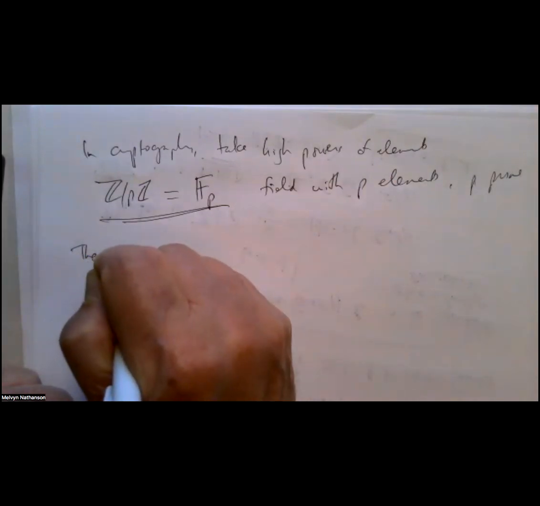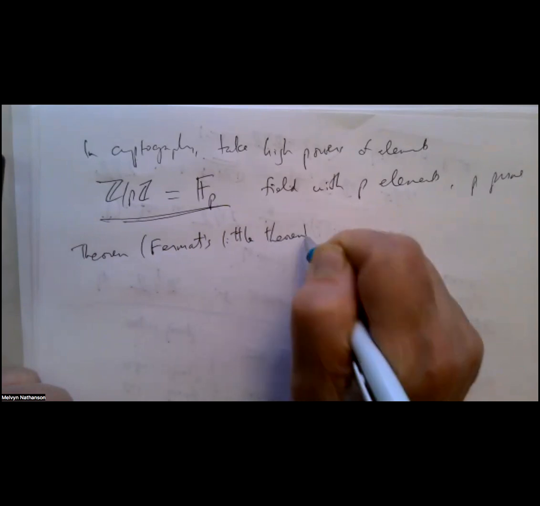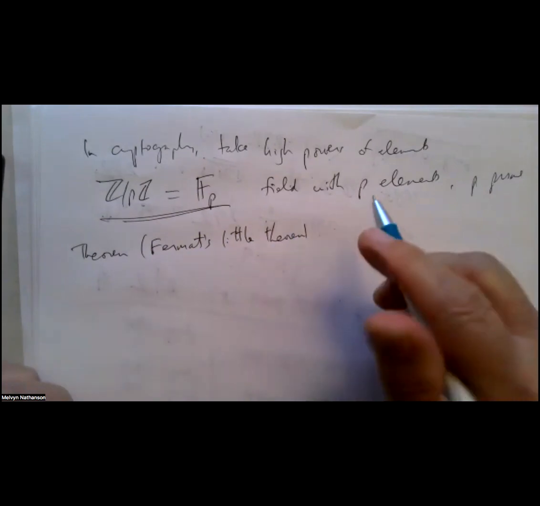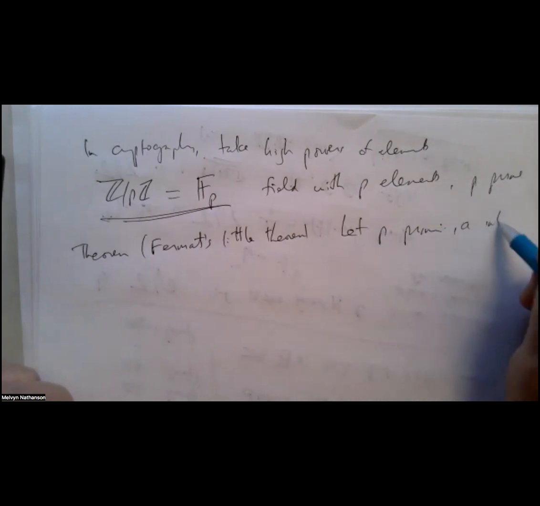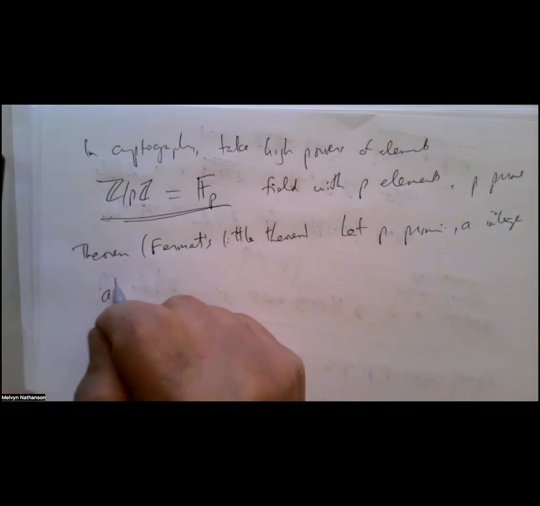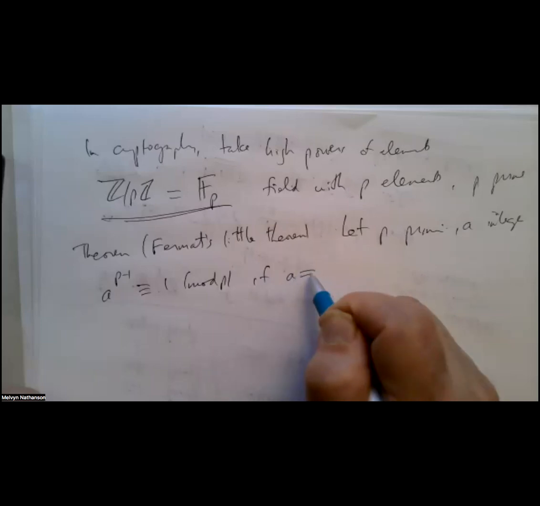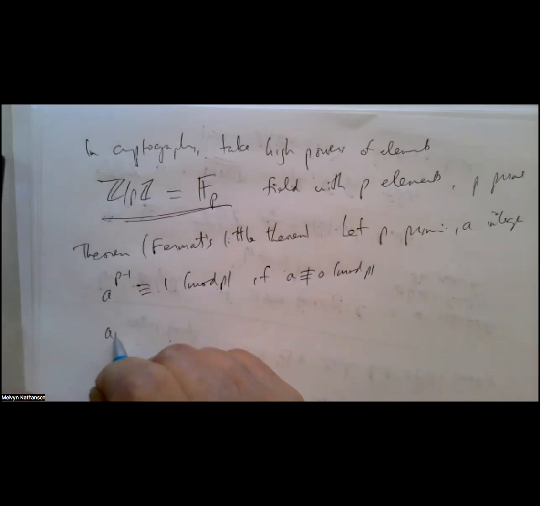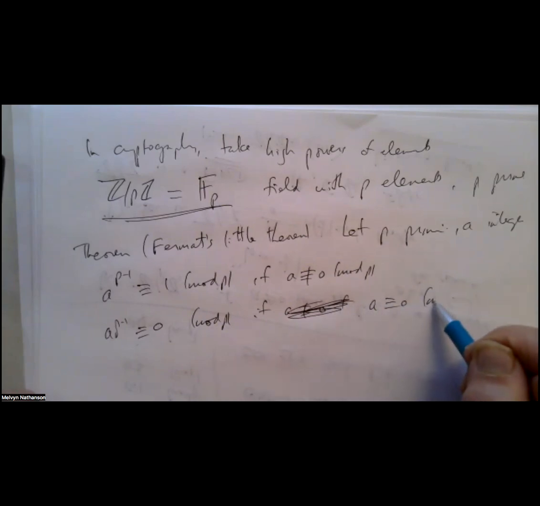Things are even simpler if you're taking powers in this finite field. And the basis of this is a theorem, which is sometimes called Fermat's little theorem. He had a lot of theorems, but this one is particularly important. It says the following: let P be a prime and A an integer. If you take A to the power P minus 1, this is congruent to 1 mod P if A is not equal to 0 mod P. And A to the P minus 1 is, of course, 0 mod P if A is congruent to 0 mod P.